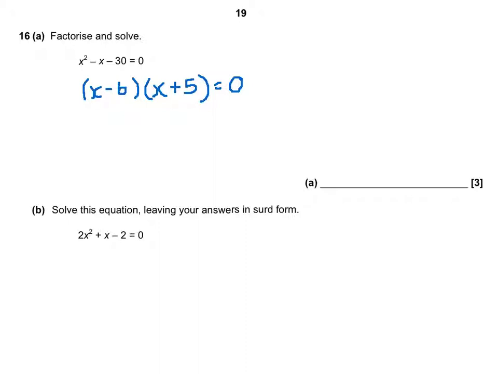So we can now use this factorisation to solve the equation, because either this bracket's got to be 0 or this bracket's got to be 0 in order for them to equal 0. So the only way that they will equal 0 is if the first bracket x has a value of positive 6, or in the second bracket x has a value of minus 5.